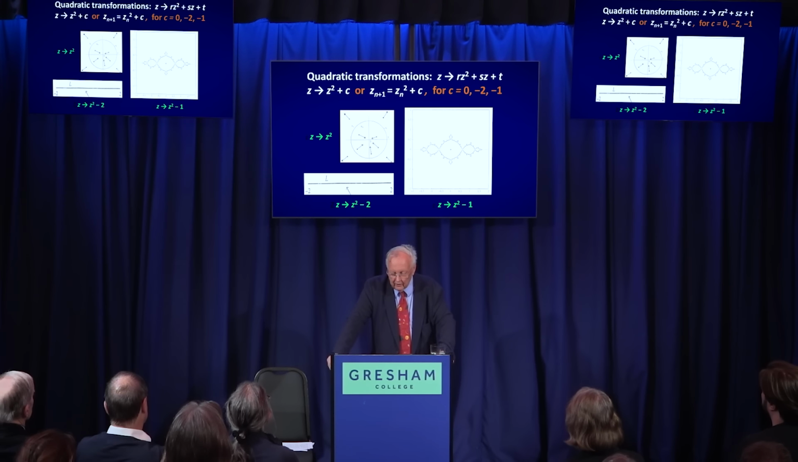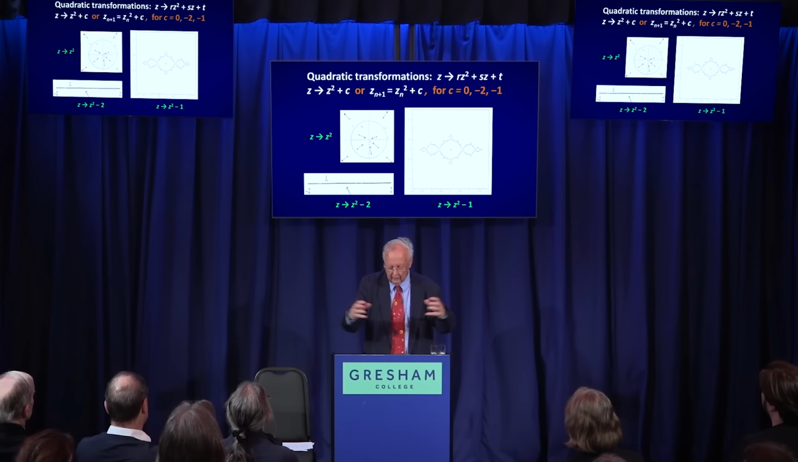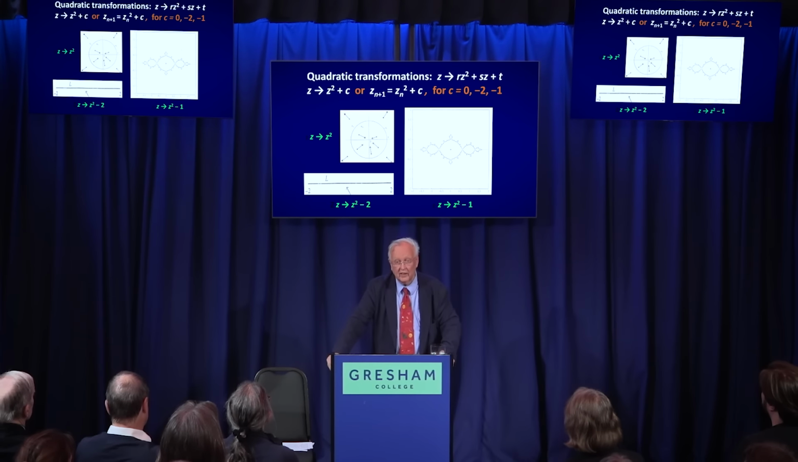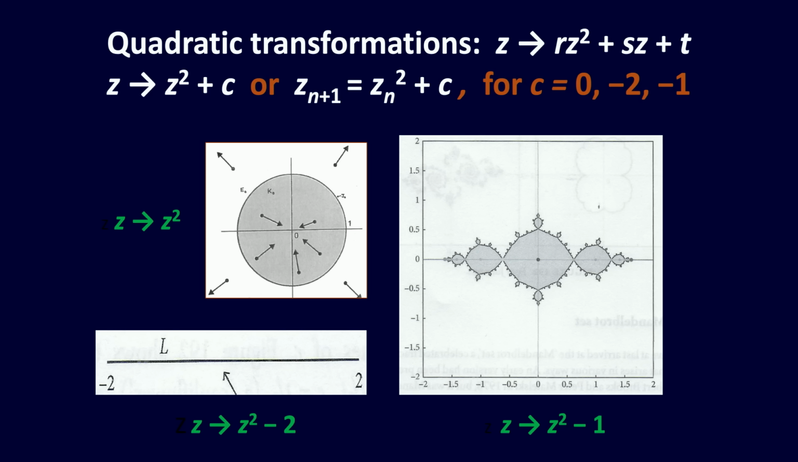And when c is 0, we have the transformation z goes to z squared, and this repeated squaring fixes the point 0, sends the point a half to a quarter, 16th, and so on, in other words, converging to 0, sends the point 2 to 4, 16, 256, going to infinity. And in fact, looking at the picture, all the shaded points within the circle on the left converge to 0, all the unshaded ones outside it diverge to infinity, and the Julia set is actually the circle.